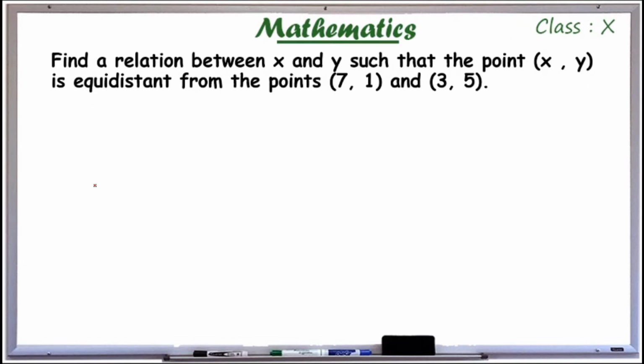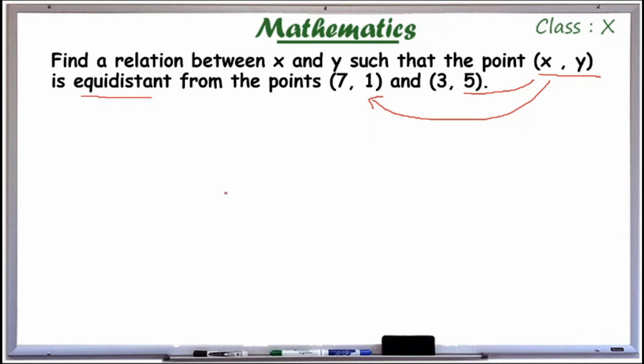Moving on to the next question. This is a little tougher compared to other problems. We have to find a relation between x and y such that the point (x, y) is equidistant from the points (7, 1) and (3, 5). Equidistant means equal, that's all. So you have to find the relation between x and y. So it is said that (x, y) is equidistant from both (7, 1) and (3, 5).